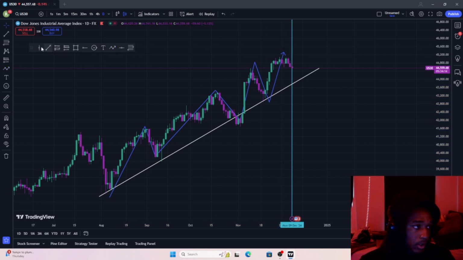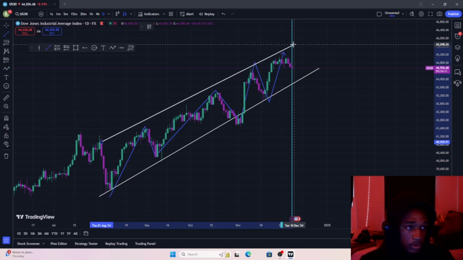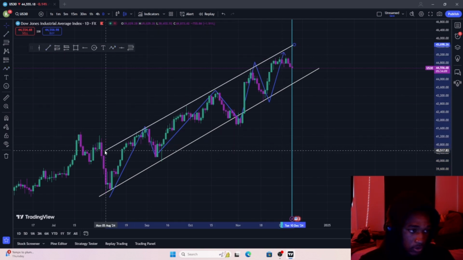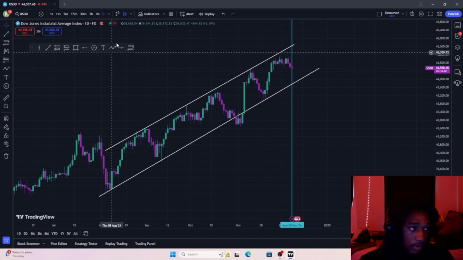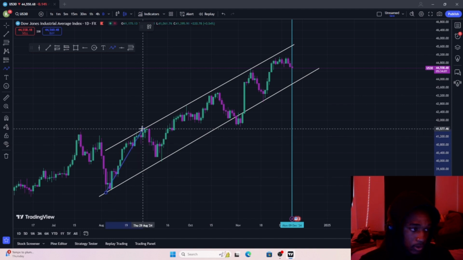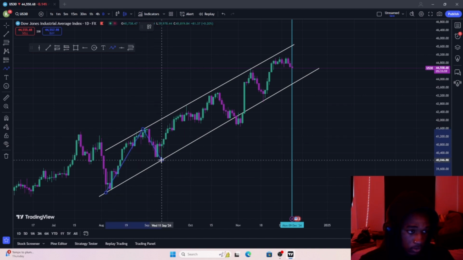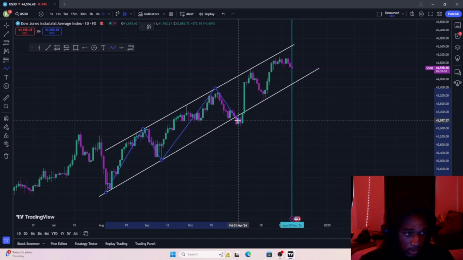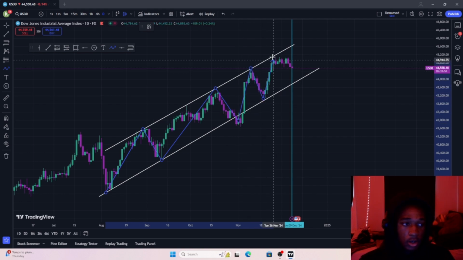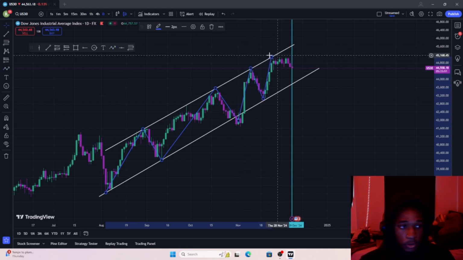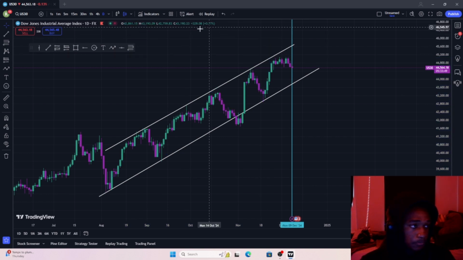Now, whenever price comes to the top of the trend line, it goes back down to the bottom. Whenever price is at the bottom of the trend line, it goes back to the top. As you can see here, it touches the bottom, comes to the top, touches the top, goes back to the bottom, and so on. So it's just a pattern of up, down, right? So we know that we were at the top of the trend line today.